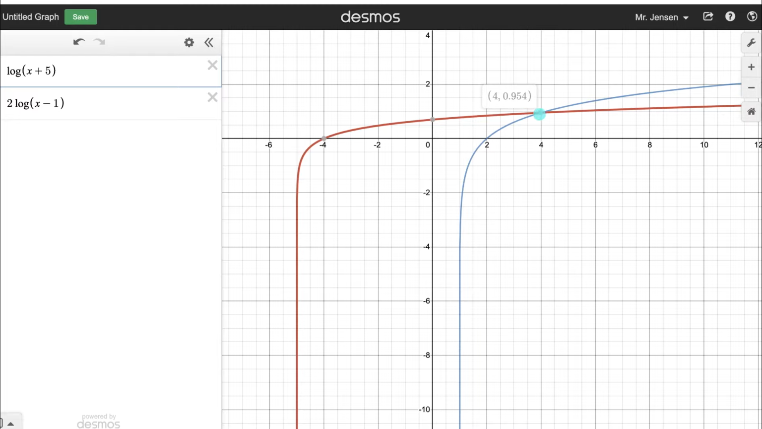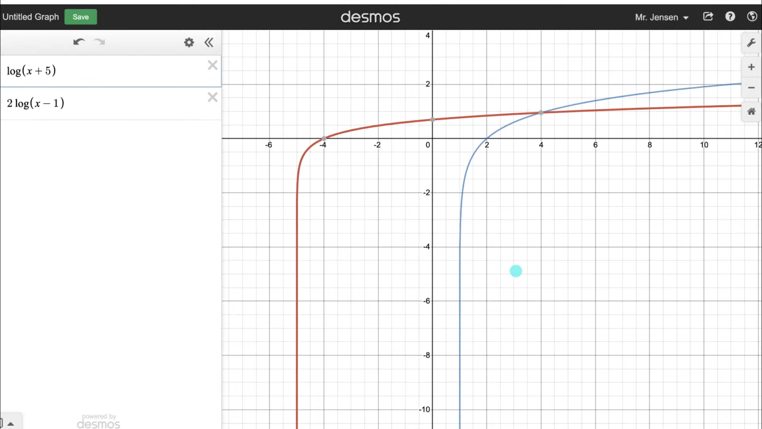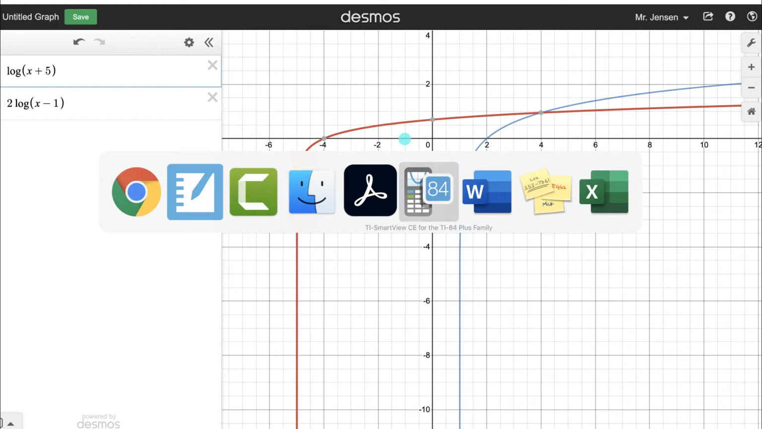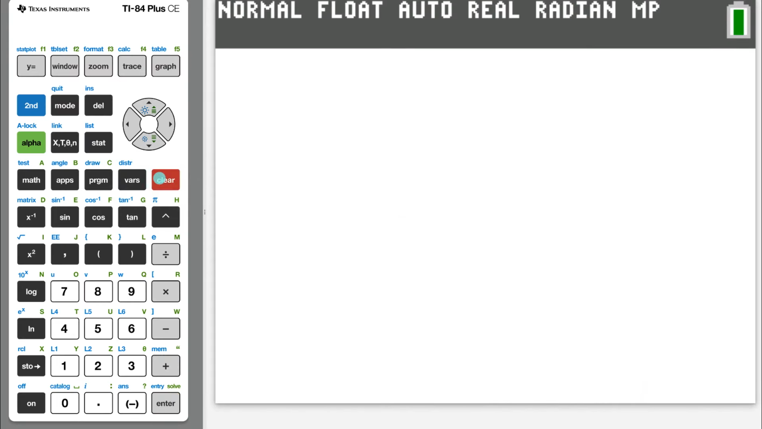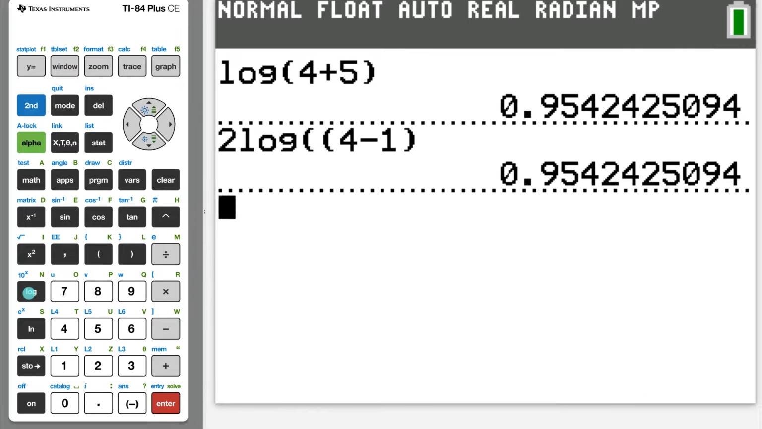Graphically we can see that, yes, that's where they intersect when x is 4. And of course, -1 doesn't work. They don't intersect at -1 because the blue function doesn't even exist there. But let me show you on the calculator what would happen if we plugged it into the equation and tried to check. If I plug 4 back into the original equation, I'd have log of 4 plus 5 on the left, and on the right, I'd have 2 log of 4 minus 1. Same answer. It makes left side equal right side.